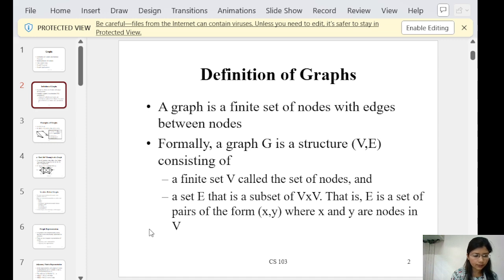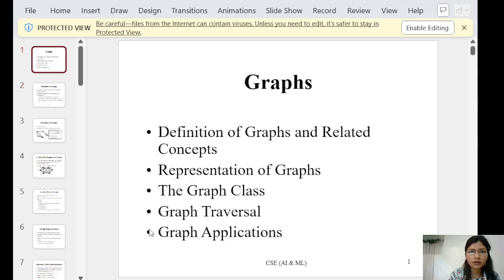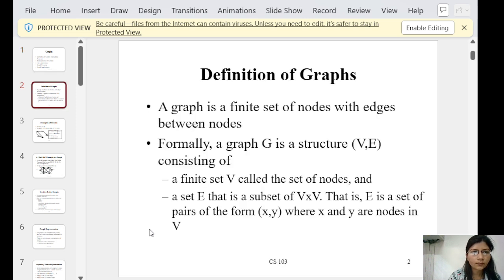Today we will discuss the graph algorithm in AI. Let's start. Graph definitions and related concepts. A graph is a finite set of nodes with edges between nodes.